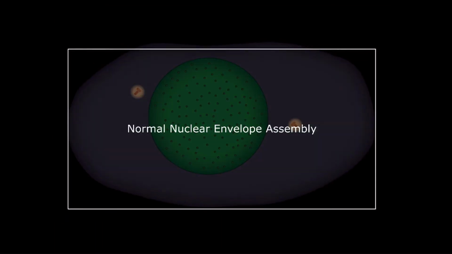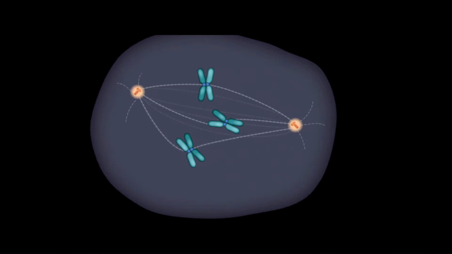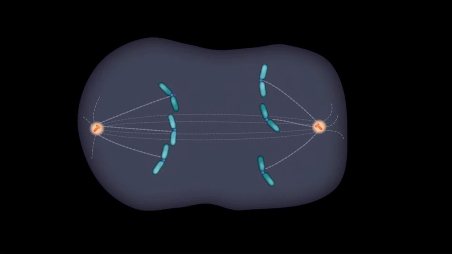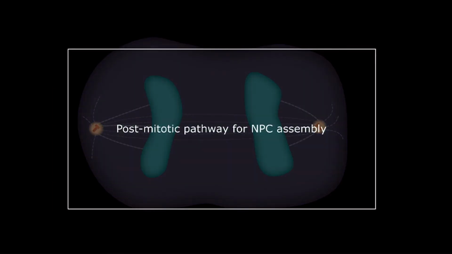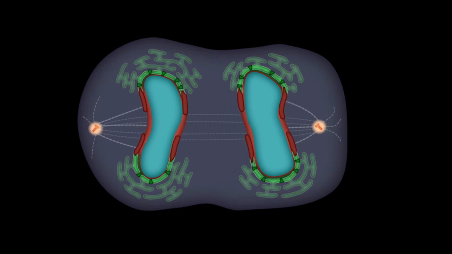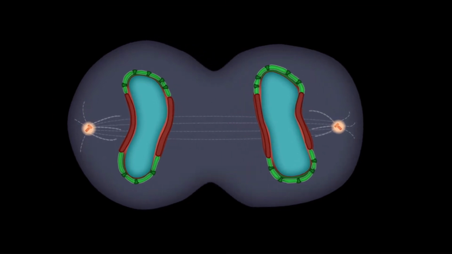Okay, so this is just my take on normal nuclear envelope assembly. Again, here's the spindle. You complete chromosome segregation. The chromosomes start decondensing. There's some interesting points about this. You have this ER membrane with the nuclear pores in green here, and you have the core domain, which is initially homogeneous, but then concentrates by the spindle here.